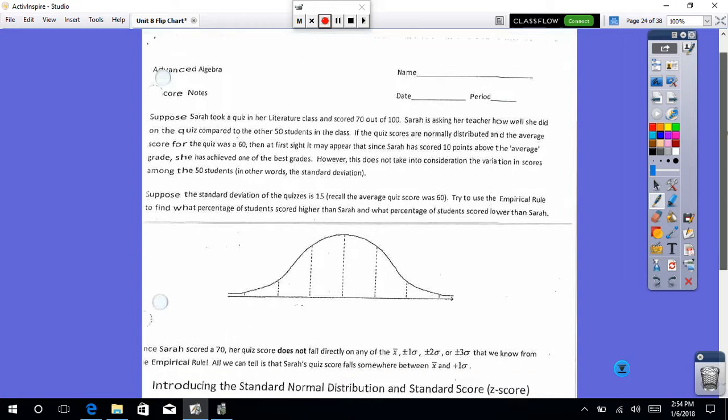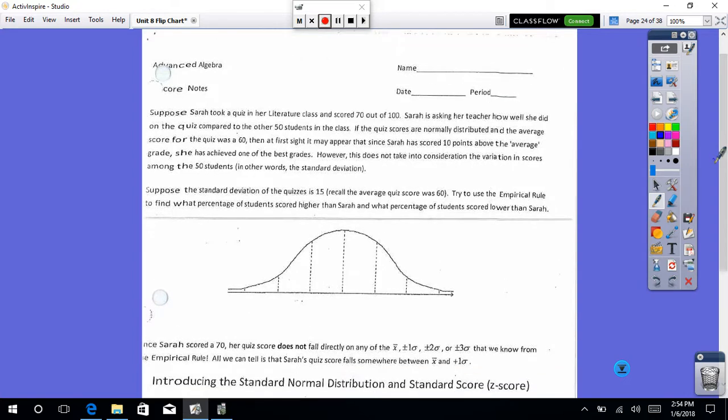Okay, flip it over. We are going to talk about z-score. It says, suppose Sarah took a quiz in her literature class and scored a 70 out of 100. She's asking her teacher how well she did on the quiz compared to the other 50 students in her class. If the quiz scores are normally distributed and the average score was 60, then at first sight it may appear that since Sarah has scored 10 points above the average, that she achieved one of the best grades.